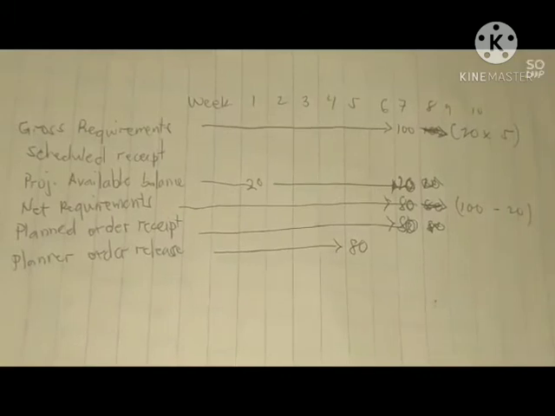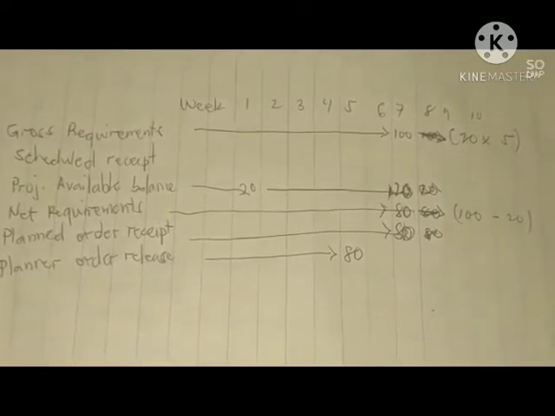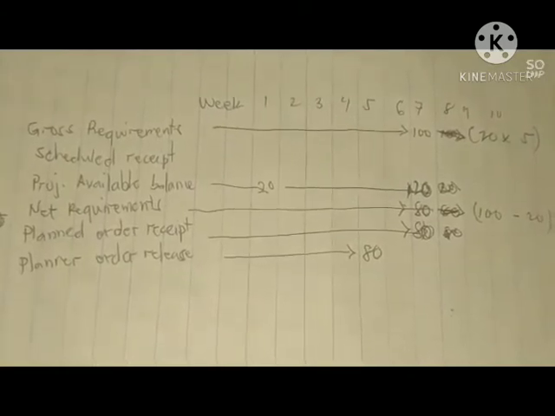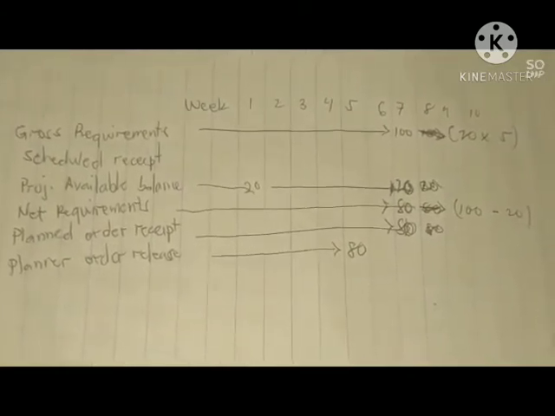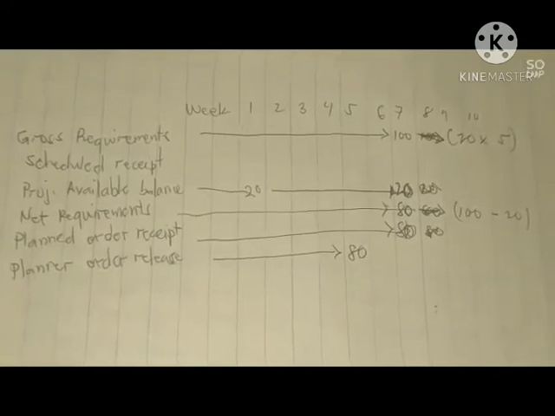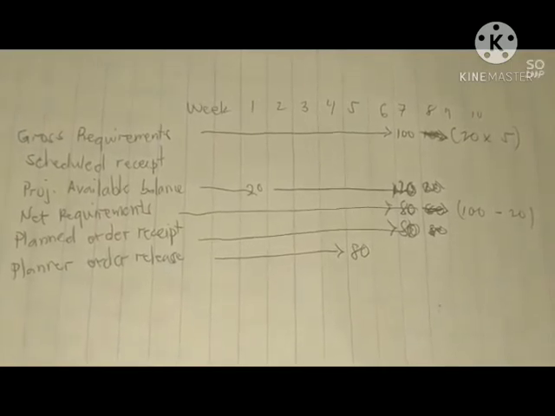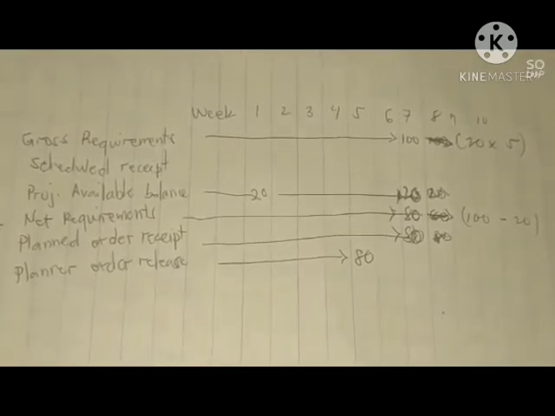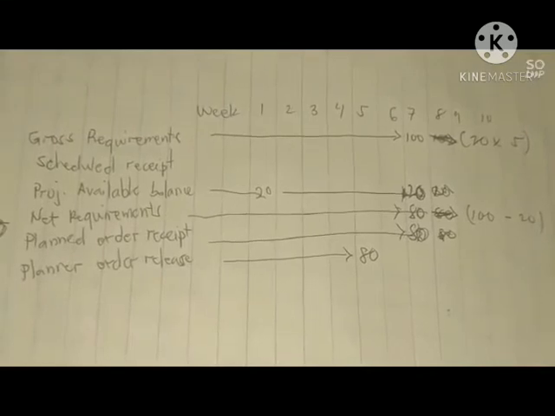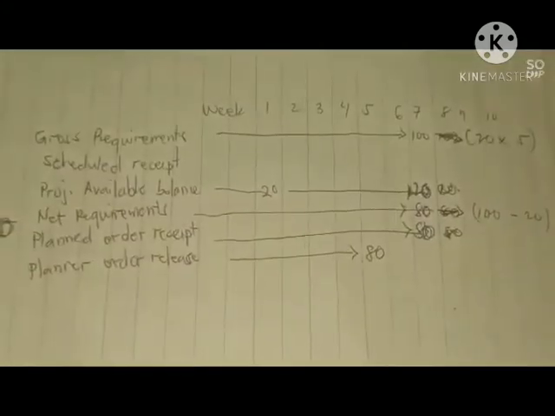Gross requirements is 100. Yung planner order release ni item B na 20 times 5. Then projected available balance yung 20 na on hand. Net requirements is 80 kasi yung 100 na gross requirements less 20 na on hand. So 100 minus 20 is 80. Planned order receipts same as net requirements 80. Then planner order release 80. Siya ay nasa week 5 kasi nga ay may lead time siya na 2 weeks. So from 7th week or week 7 to week 5.